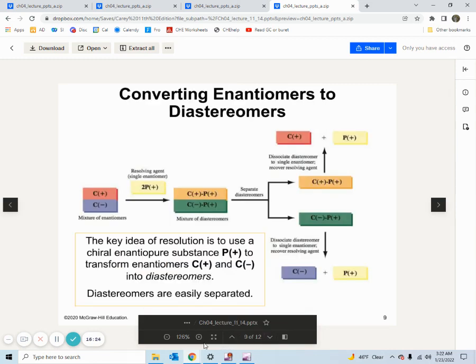How to convert these enantiomers to diastereomers? The key idea of resolution is to use a chiral enantiopure substance, P+, transforming enantiomers C+ and C-, as shown here, into diastereomers. And then the separated diastereomers can be dissociated to a single enantiomer on both ends and recover the resolving agent.